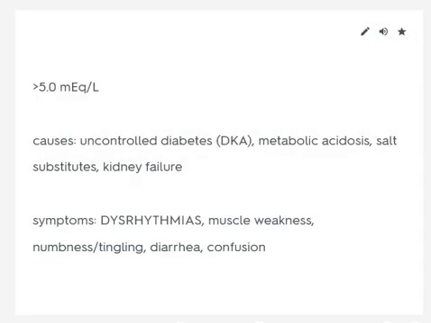Hyperkalemia: greater than 5.0, causes uncontrolled diabetes, metabolic acidosis, salt substitutes, kidney failure. Symptoms: dysrhythmias, muscle weakness, numbness, tingling, diarrhea, confusion.